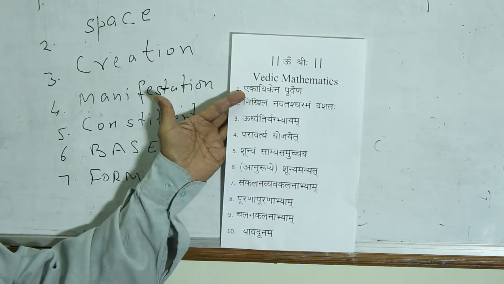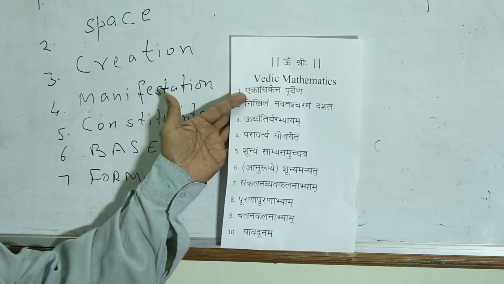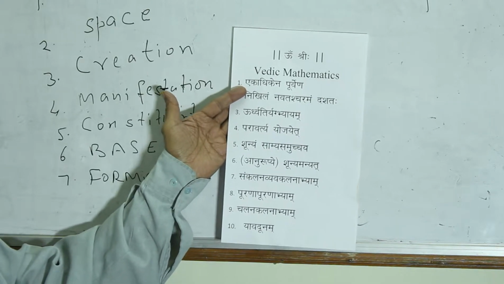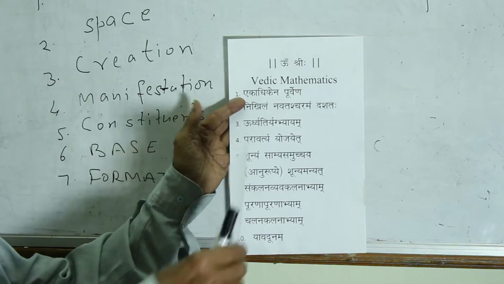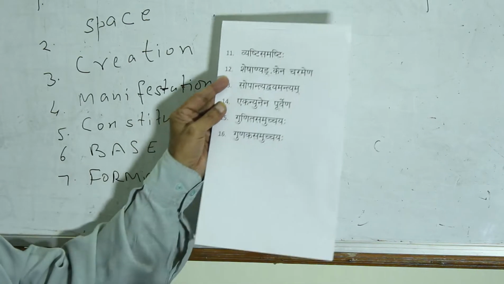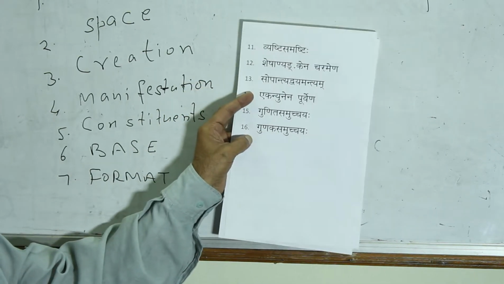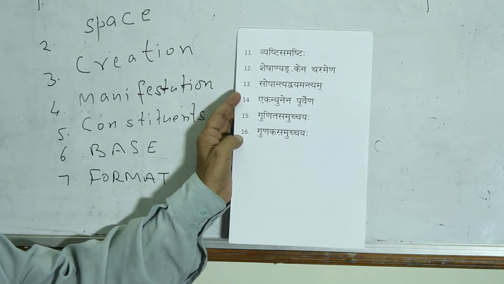Sankalana Vyavakalanabhyam is the seventh sutra. Purana Apuranabhyam is the eighth sutra. Chalana Kalanabhyam is the ninth sutra. Yavdunam is the 10th sutra. Vyashtisamashtih is the 11th sutra. Sheshanyankena Charamena is the 12th sutra.